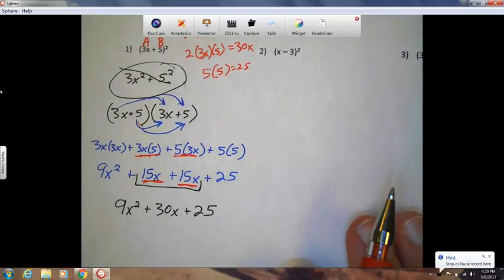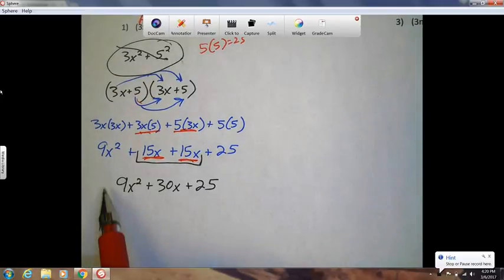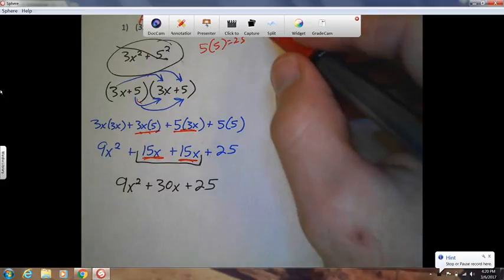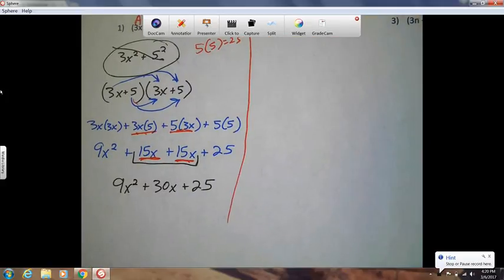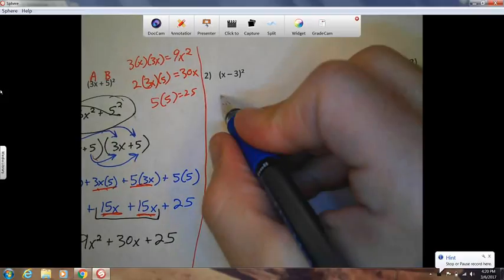Okay, so recognizing these can help you get your answers a little quicker. It will also be helpful whenever we're talking about factoring. Let's look at the second one. Second one is the square of a difference. So first thing I'm going to do is write it out this way.